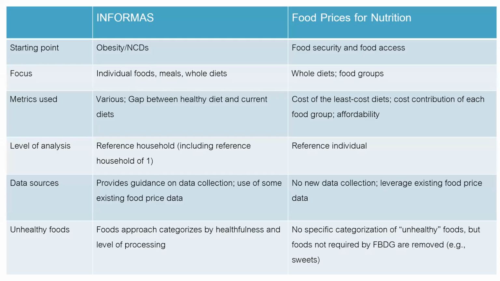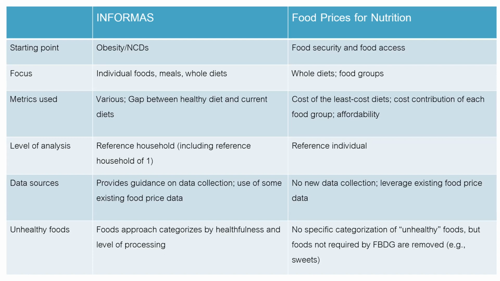So this is just an overview from my perspective, and I'm very interested to hear what other people have to think on the differences between INFORMAS and food prices for nutrition. And here actually there are some similarities as well. I won't go through this in too much detail. We can talk about it to the extent that people are interested in a little bit. But I think, again, a few interesting things to note are this starting point for INFORMAS. It really was from the obesity and NCD prevention angle, and we're coming in from more of the undernutrition side, where we're focused on achieving food security and food access for low-income consumers.